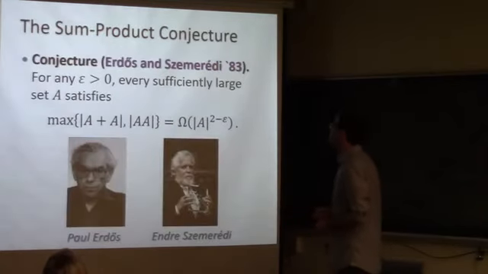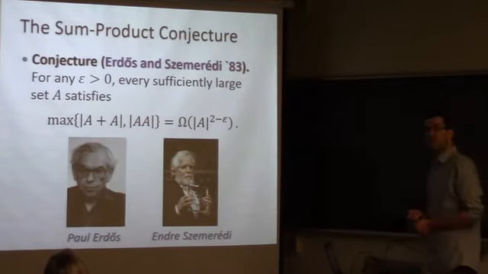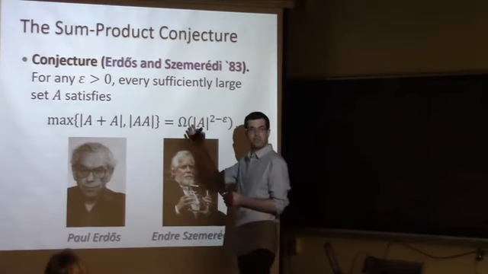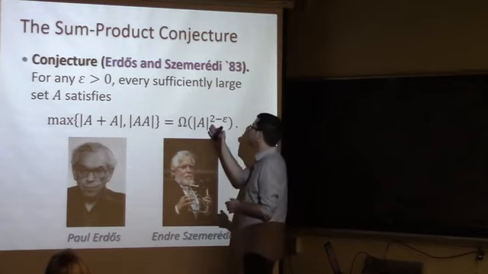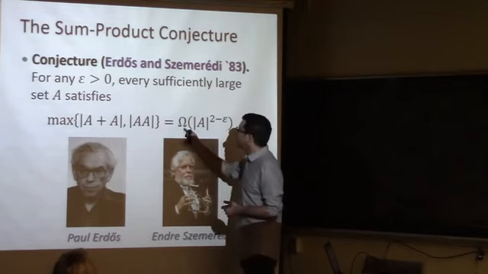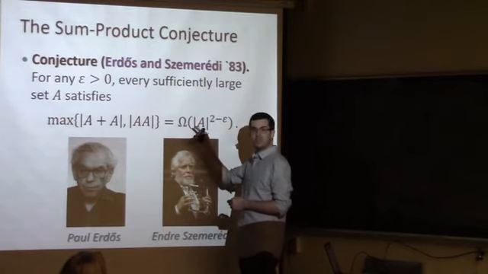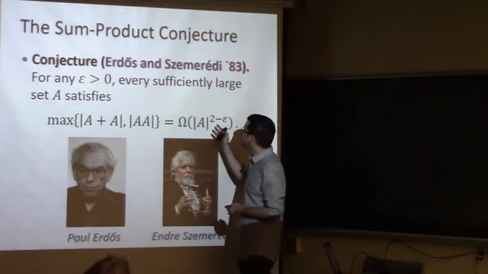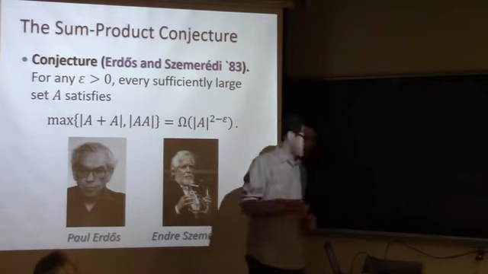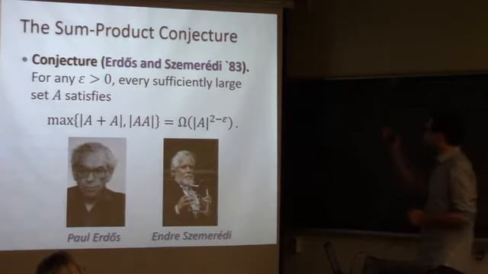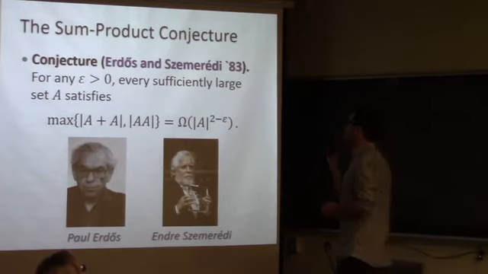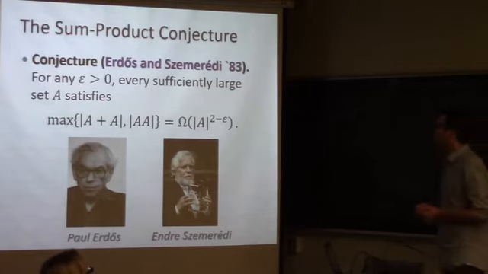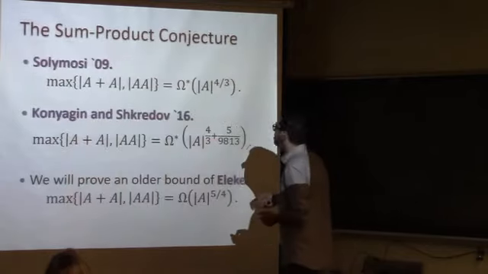Here's the original conjecture of Erdős and Szemerédi. What they said, basically, is that for any epsilon as small as you like, take any sufficiently large set, and either the sum set or the product set would be very close to the maximum, Omega of |A| to the 2 minus epsilon. Oh, I should say, omega notation, if you're not familiar with it, is just the opposite of O notation. It means that this is at least some constant times what we have here. So this says that there's always something very close to the maximum, very close to |A| squared, either the sum set or the product set. But it's a conjecture, we don't know. We're very far from it. It has a lot of other variants, but I'll focus on this one.